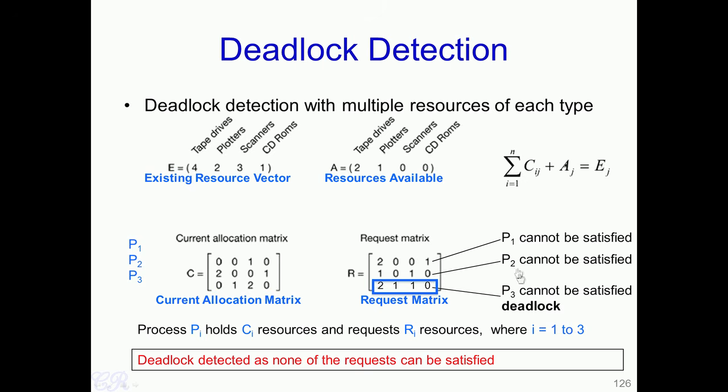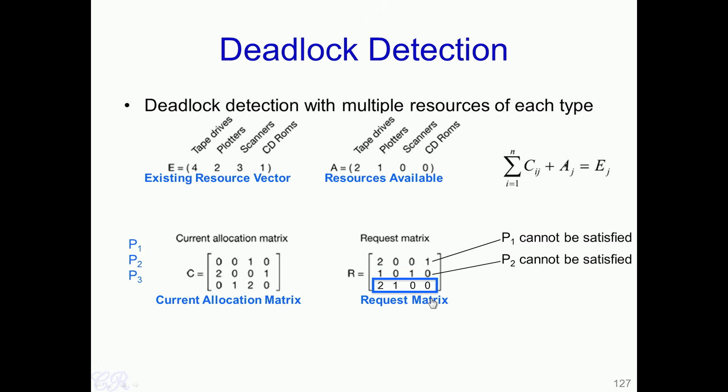So, P1, P2 and P3 are all waiting for their requests, and therefore, the state is in a deadlock, because none of the requests by any of these processes can be met, and therefore, all the processes will need to be waiting.